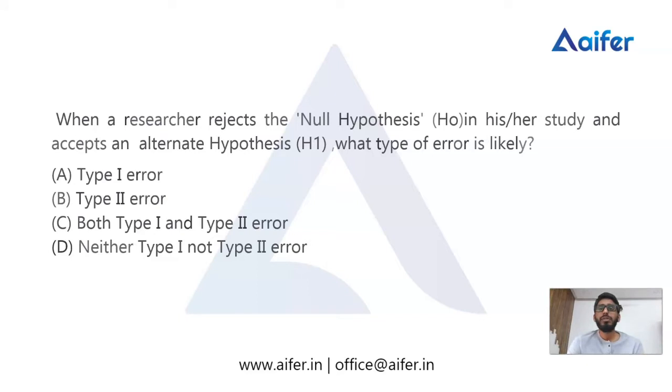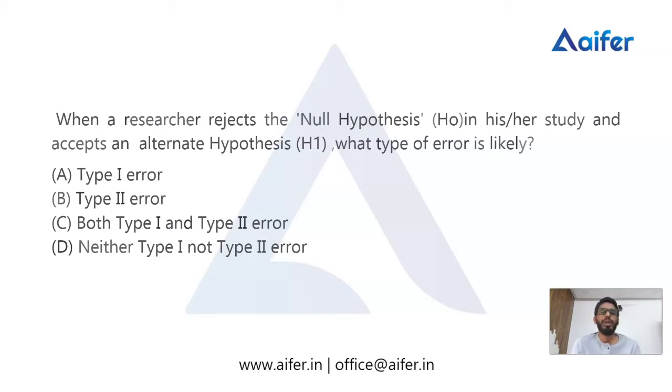Here they are asking about when a researcher rejects a null hypothesis in his study and accepts an alternative hypothesis, what type of error is likely? You know, there are two possibilities for error, type 1 error and type 2 error. What is the difference between type 1 error and type 2 error? Type 1 error means rejecting the null hypothesis when in fact it is true. That is the meaning of type 1 error.